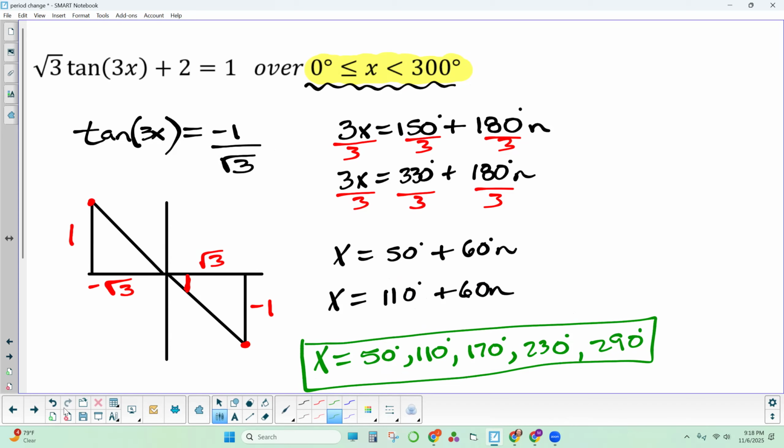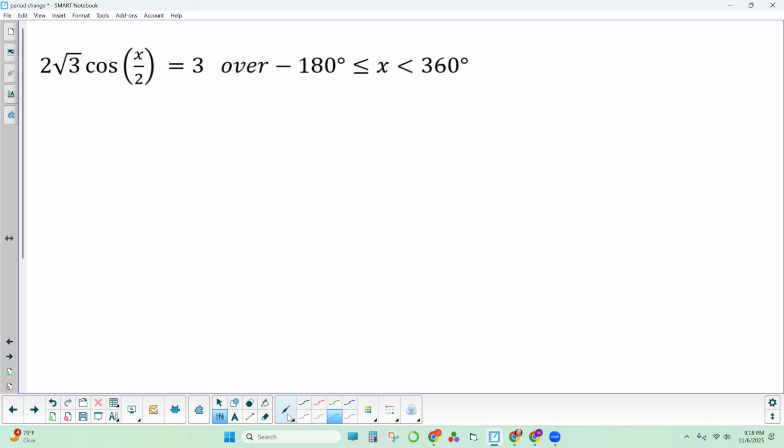All right, let's look at another one. This one is in degrees as well. We're looking at angles between negative 180 and 360 degrees. All right, I've got cosine. This time I've got a horizontal stretch. I got a fraction in there, okay? So this is pulling the graph away from the y-axis. So what that means is I should see fewer solutions here. So let's see what happens.